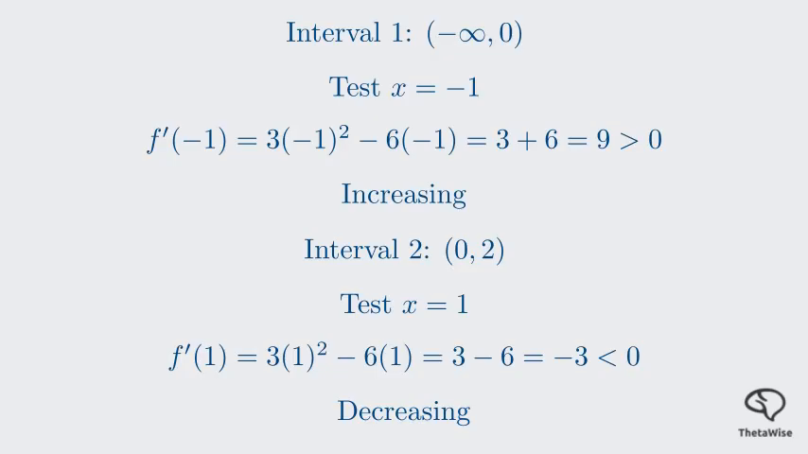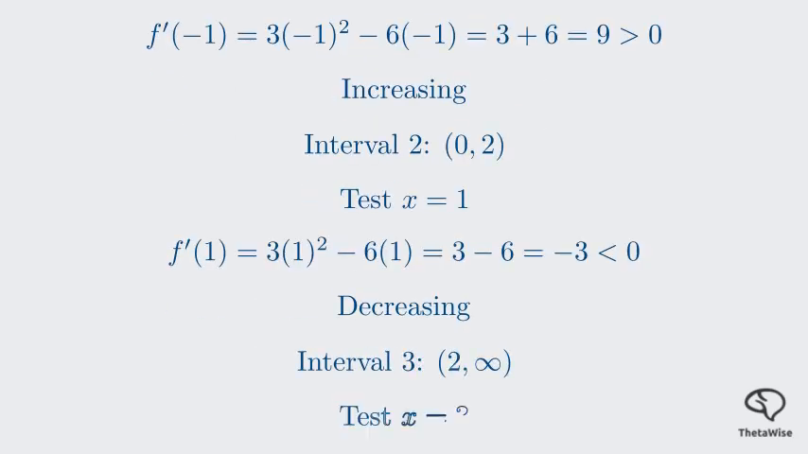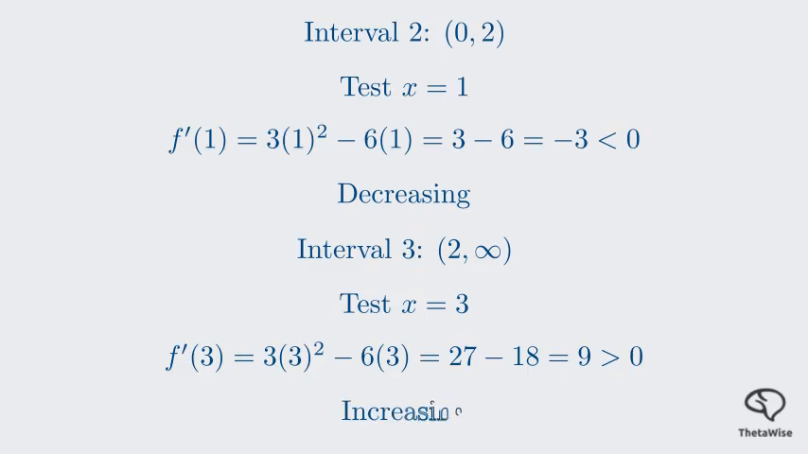And for the third interval, let's test x equals 3. f prime of 3 is 3 times 3 squared minus 6 times 3, which is 27 minus 18, or 9. Since 9 is positive, the function is increasing on the interval from 2 to infinity. Now we can classify our critical points.